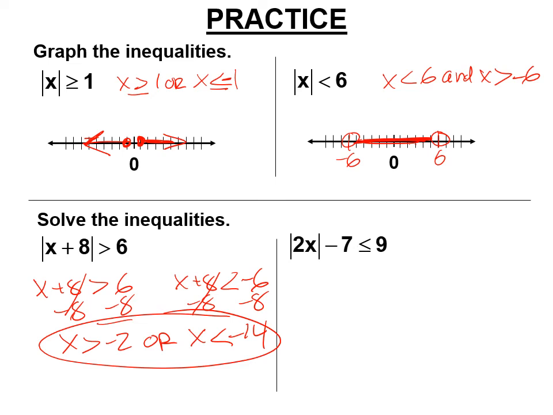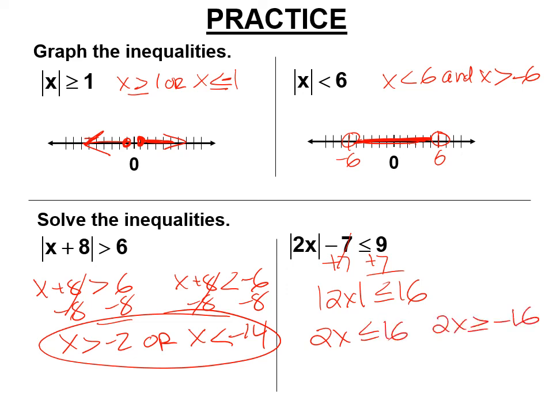All right, now here, look at this. This tends to be the major mistake on the test: people forget that you have to isolate the absolute value before you do it twice. You get there, then you do 2x is less than or equal to 16, 2x is greater than or equal to negative 16. Divide both sides by 2, x is less than or equal to 8, x is greater than or equal to negative 8, and this is an and, it's in between the two.